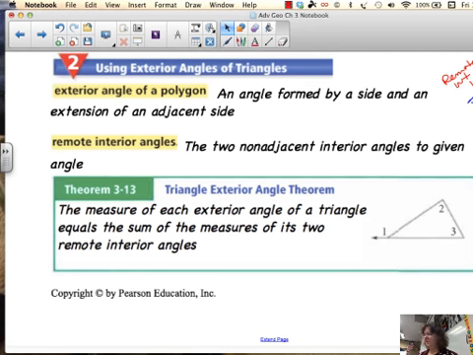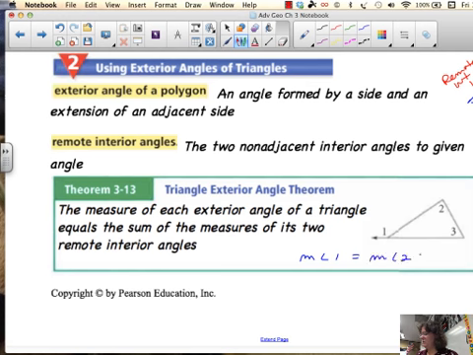Okay. So now we have a theorem. Triangle exterior angle theorem says the measure of each exterior angle of a triangle is equal to the sum of the measures of its two remote interior angles. So if you take the measure of angle 1, it is equal to the measure of angle 2 plus the measure of angle 3.